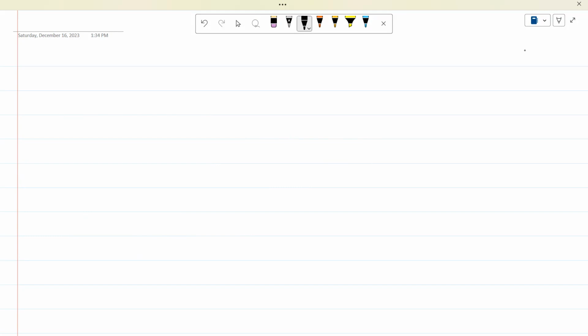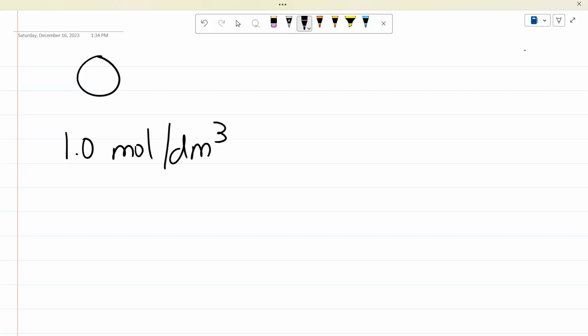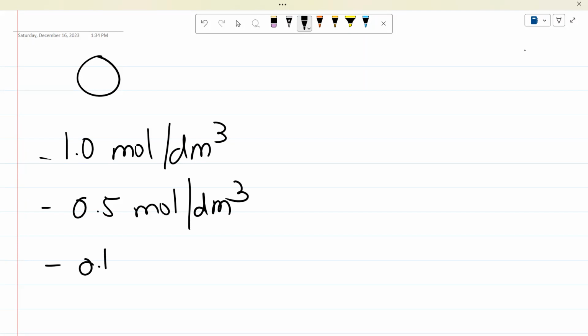Because some of you are not very okay in math, if they give you a potato that they put in different concentrations of sugar or salt, one concentration is 1.0 mole per decimeter cubed, and the unit is not our problem now. And then another concentration is 0.5 mole per decimeter cubed. And then a third concentration is 0.1 mole per decimeter cubed. And then a fourth concentration is distilled water.